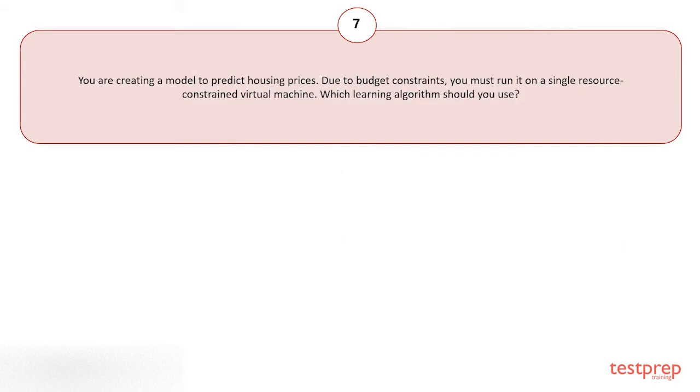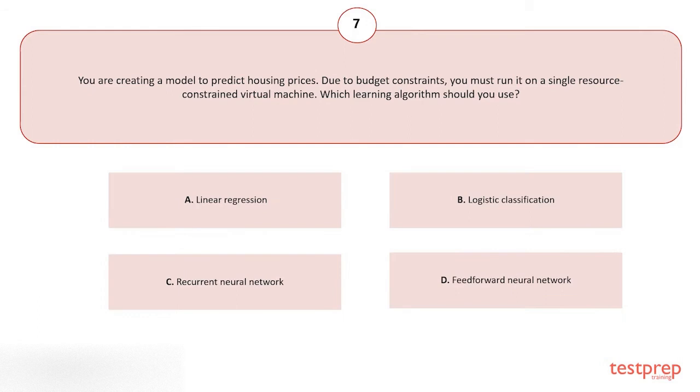You are creating a model to predict housing prices. Due to budget constraints, you must run it on a single resource-constrained virtual machine. Which learning algorithm should you use? Your options are A. Linear regression, B. Logistic classification, C. Recurrent neural network, D. Feed-forward neural network. The correct answer is option A.